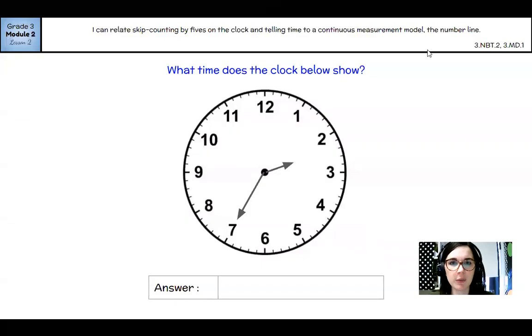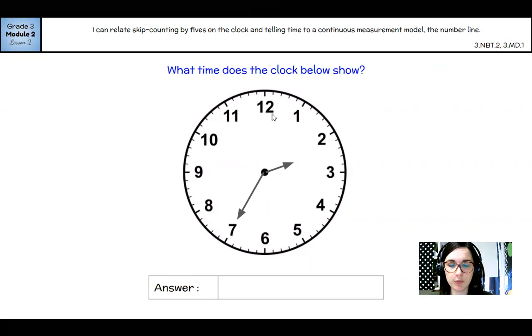Okay, here's a new clock. What time does this clock show? So let's look for the hour hand first. Remember, the hour hand is the shorter hand. So we got 12, 1, 2. The hour hand is between the 2 and the 3. It's not 3 o'clock yet. It's still in the 2 zone.